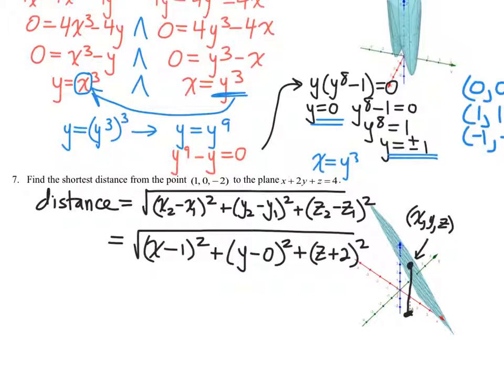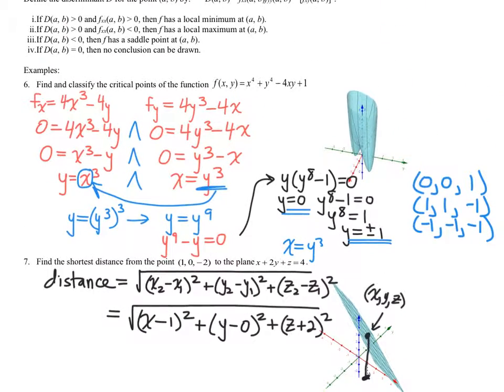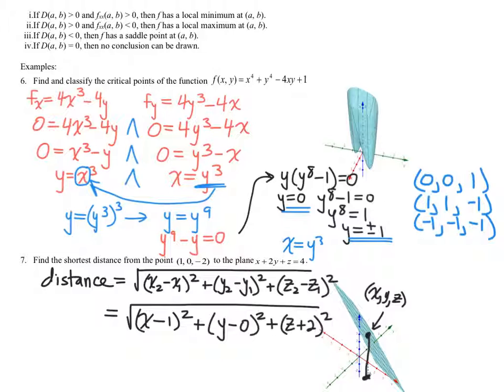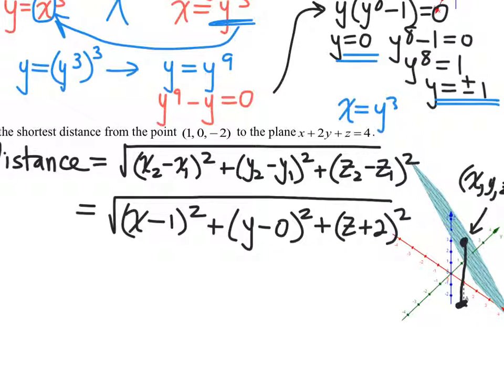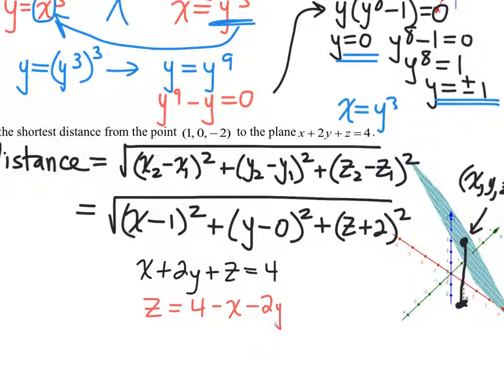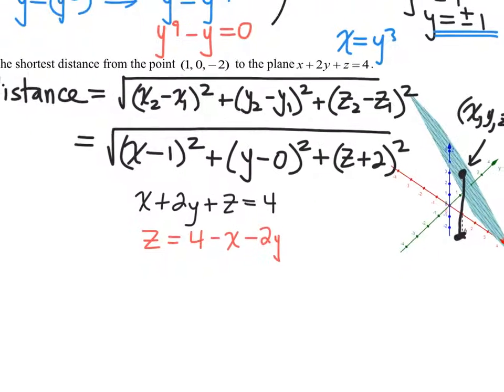But if you really think about it, just going back to the last example, we were working with a function in terms of x and y, not a function in terms of x, y, and z. So we have to make an adjustment. The good news is we have a relationship between x, y, and z. X plus 2y plus z is equal to 4, which means that z is equal to 4 minus x minus 2y.